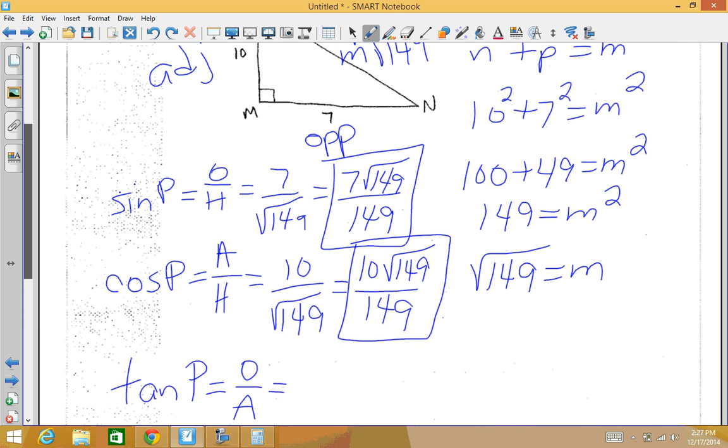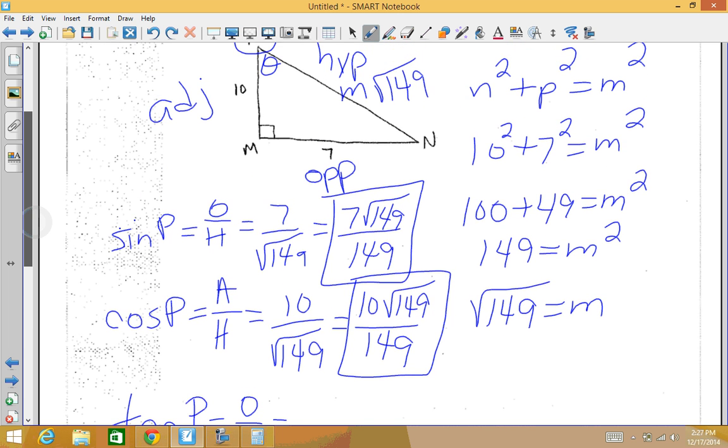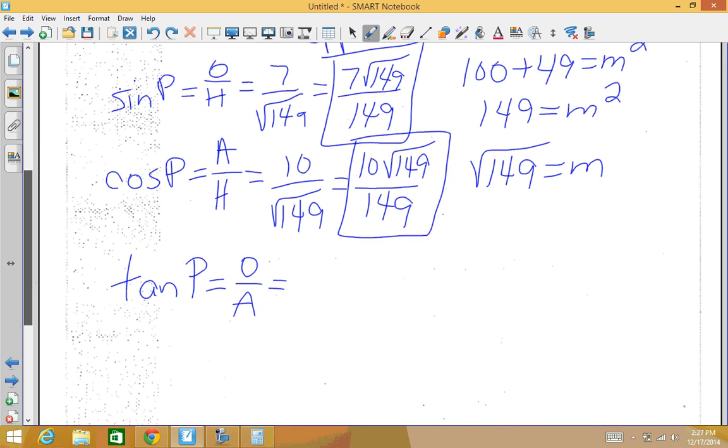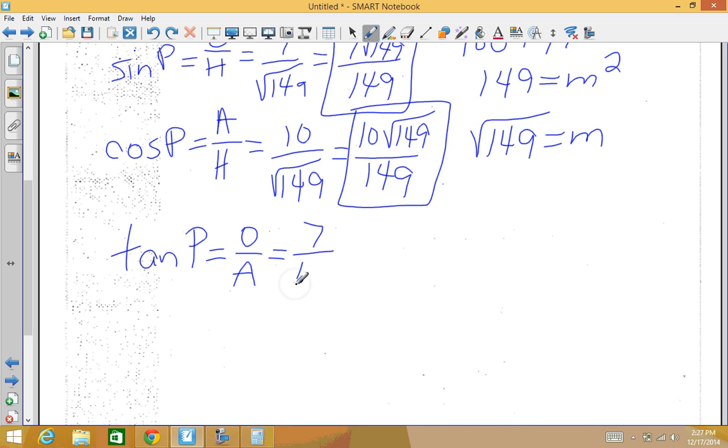Go back up to our triangle. The opposite side is 7, and the adjacent side is 10. So this will be 7 over 10. Now, we are asked to find all 6 trig functions. So let's go ahead and find the reciprocals.